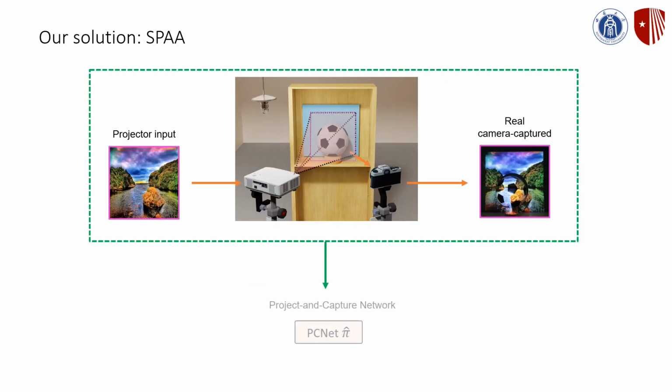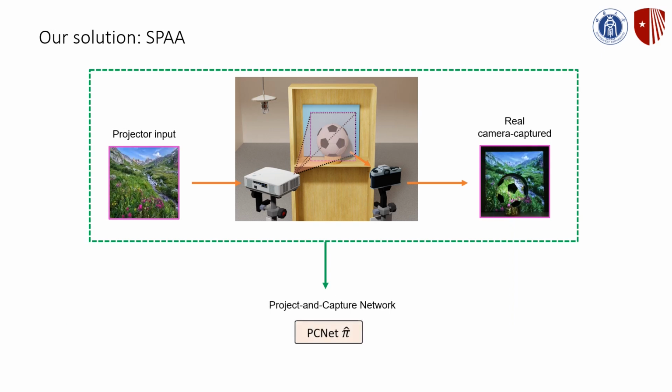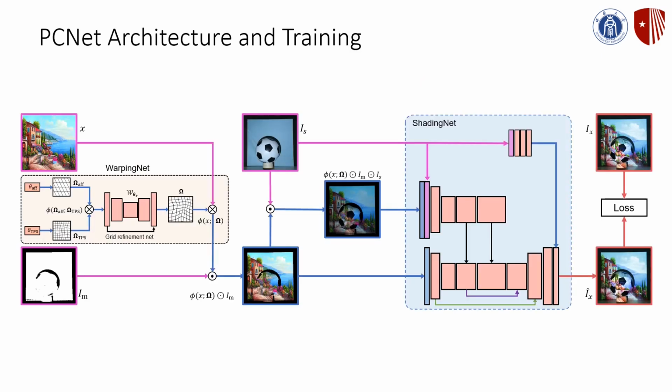Similar to CompoNet++, we first project and capture a series of colorful texture sampling images to the scene, then we train PCNet to simulate the real project and capture process. The inputs of PCNet are a projector input image X, a camera-captured scene image IS, and a projector direct light mask IM. The output IX hat is an inferred camera-captured scene. PCNet has two modules, Warping Net and Shading Net, where Warping Net warps the projector input image to the camera canonical front view, and Shading Net transforms the rough shadings and the scene image to a photorealistic camera-captured projection image.